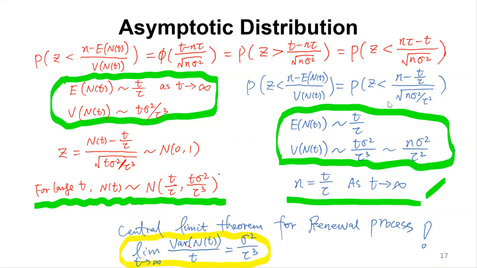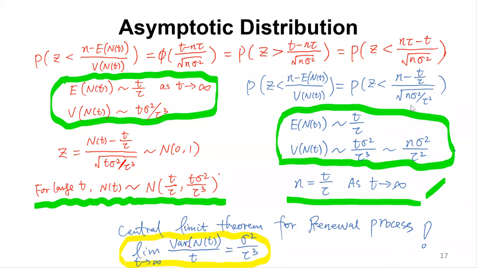So at this moment, we can derive that because n equals t over tau as t goes to infinity, and t over tau is actually n. So the expectation of N_t is less than n, so this will be n minus t over tau. So the expectation of N_t is t over tau.